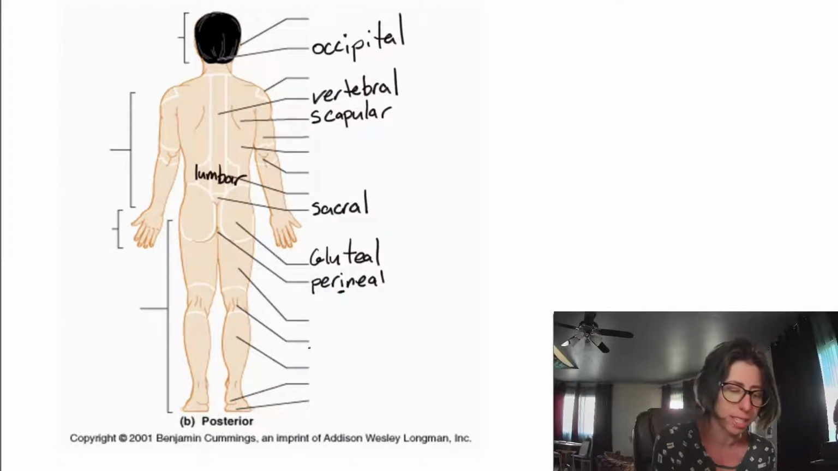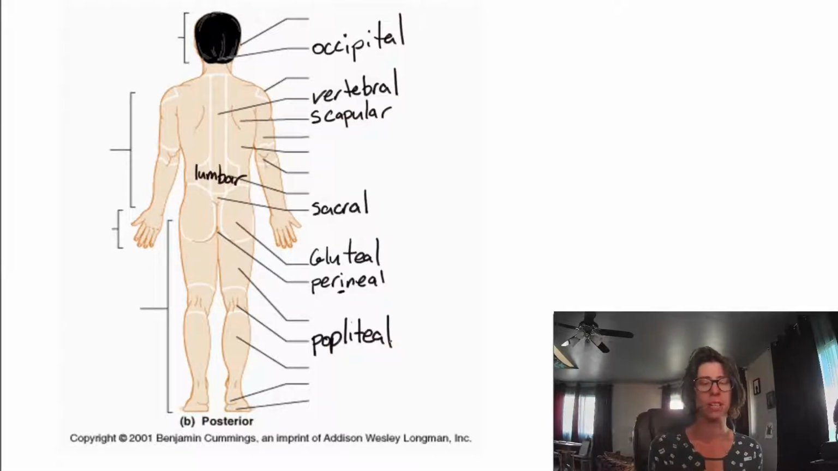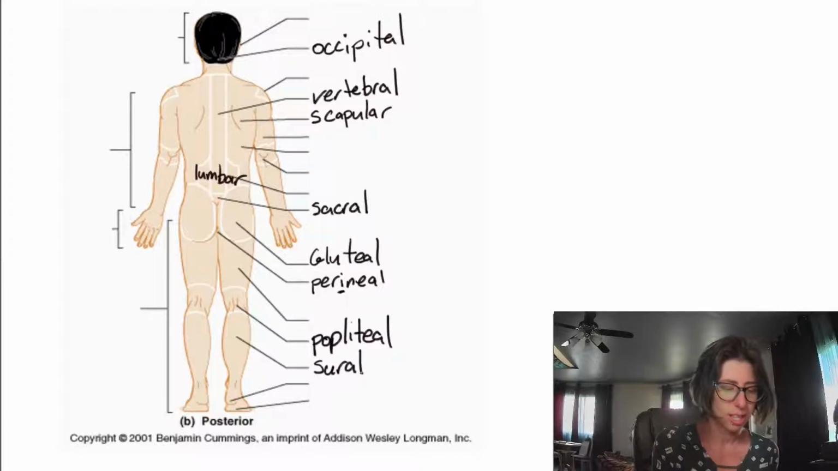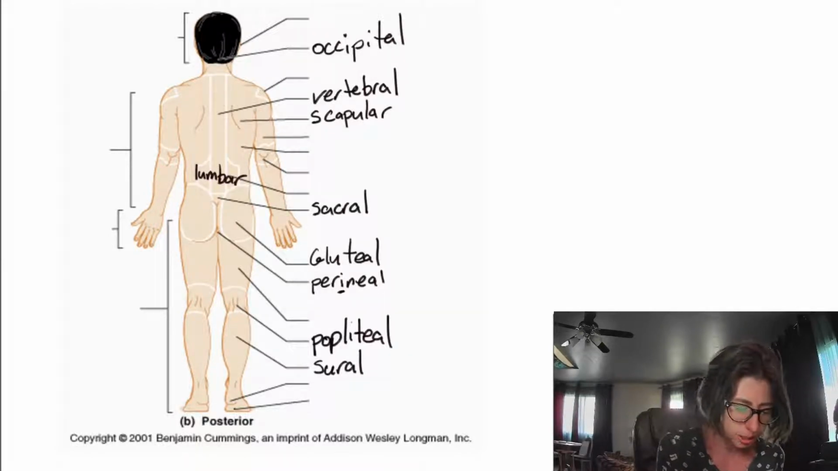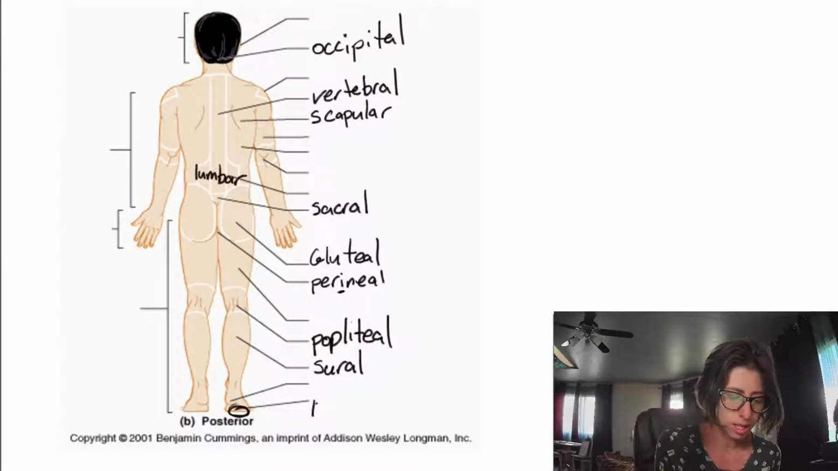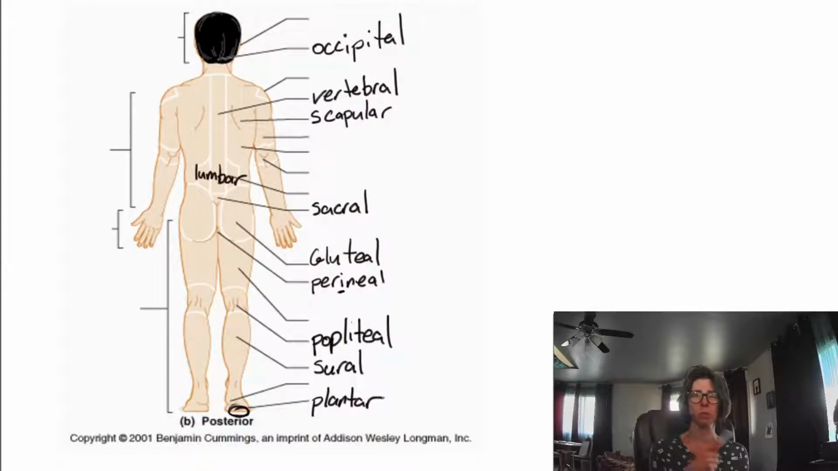I want to do popliteal. The back of the knee. So you had the patella as the front, popliteal is the back, anterior, posterior. And sural. That's the calf. And I see here, this is like the sole of the foot, right? So that was the plantar region, another view of the plantar region, which we went over in the anterior view.